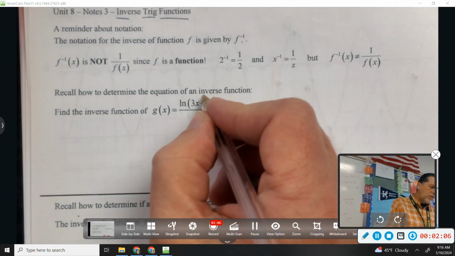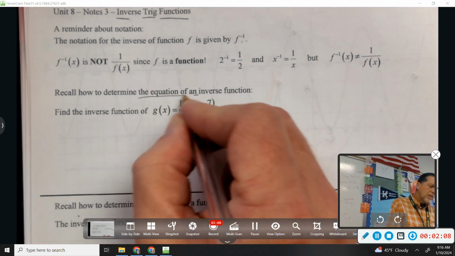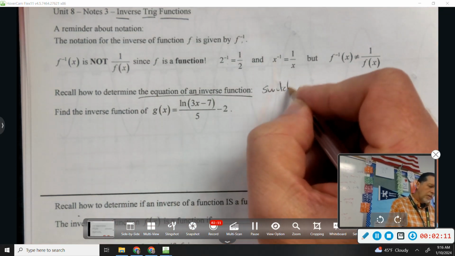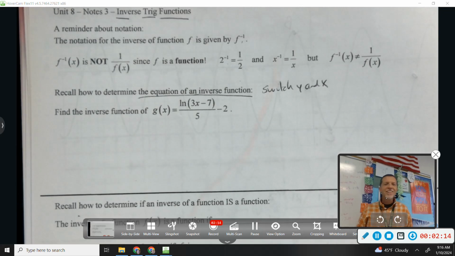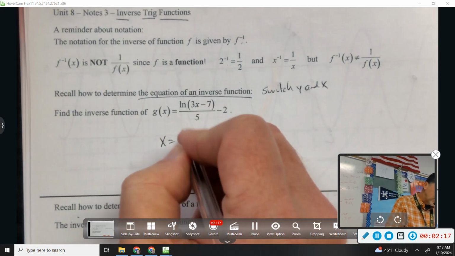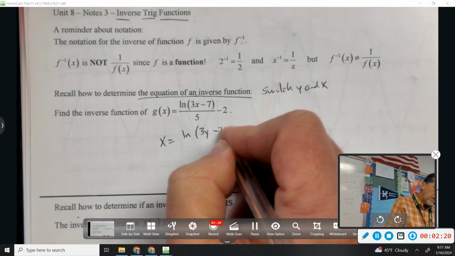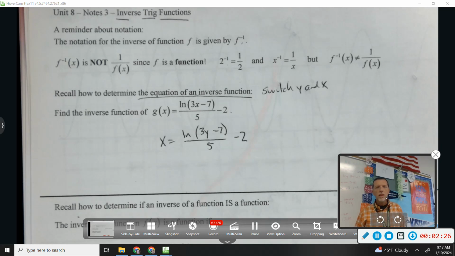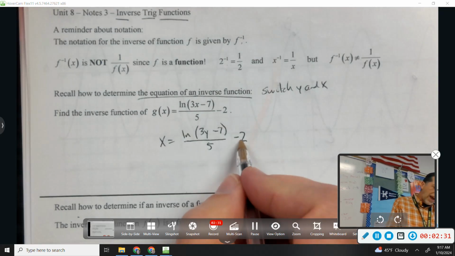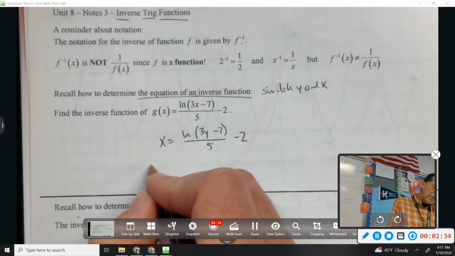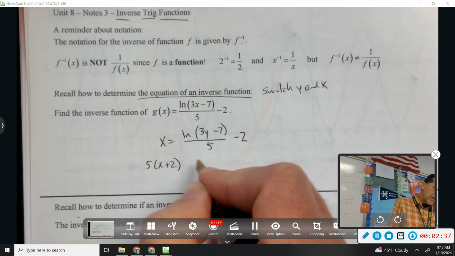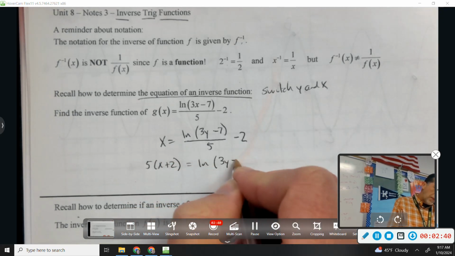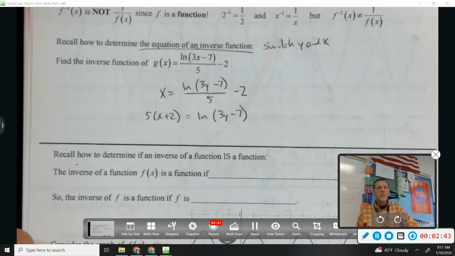Do you recall how to find the inverse of a function? Switch y and x. Good. So let's switch x and y. This one would be x equals natural log of (3y minus 7) over 5, minus 2. Then we need to do a little algebra to get y by itself. So I'm going to add 2 and multiply by 5. So 5 times (x plus 2) equals natural log of (3y minus 7).